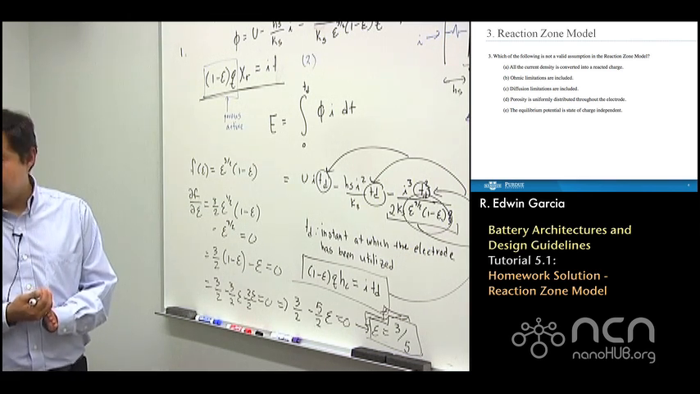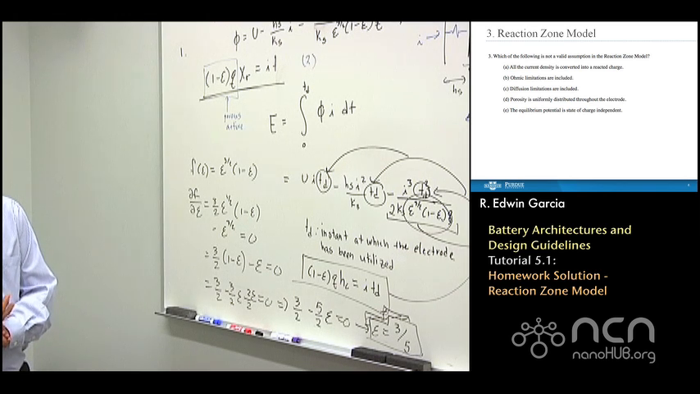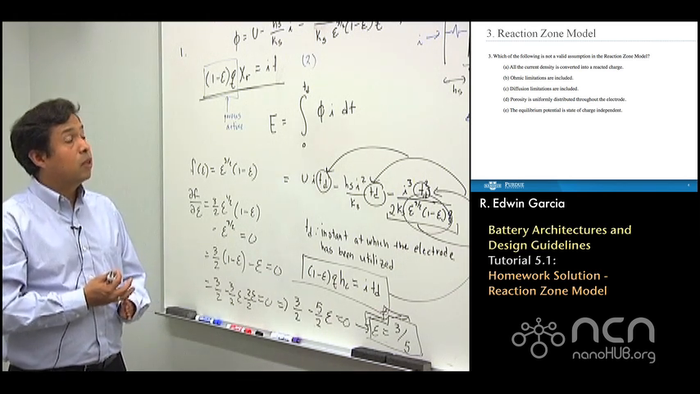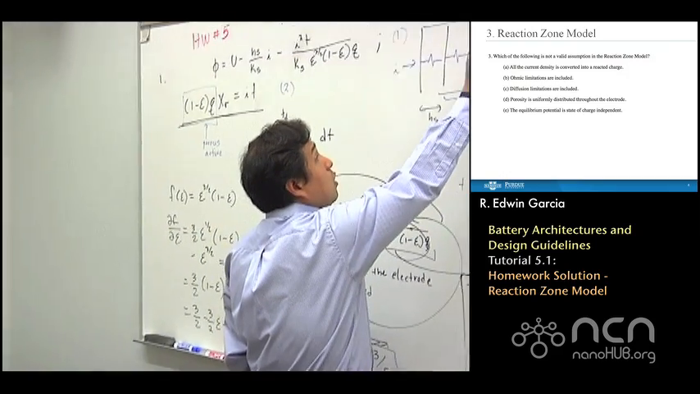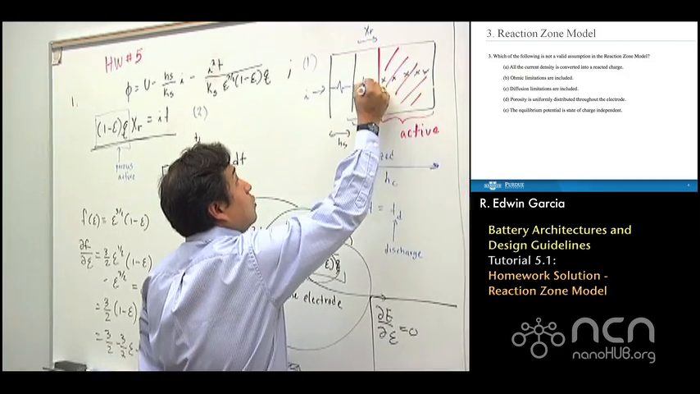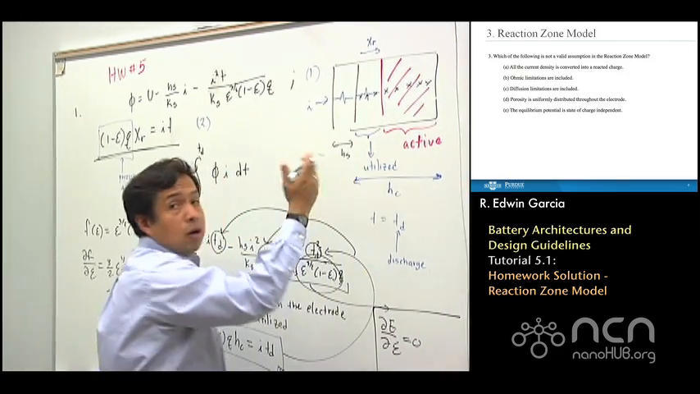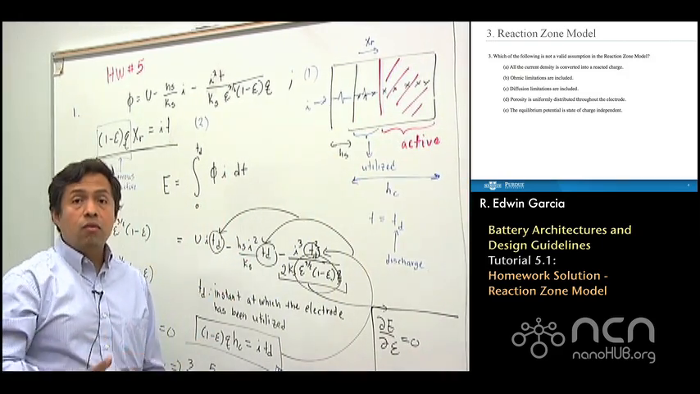The other 2 answers that are left: porosity is uniformly distributed throughout the electrode. Yes, that is indeed an assumption. And in fact, we assume that the porosity, as we go along the thickness of the electrode, is always going to be the same, regardless if the material is reacted or unreacted.